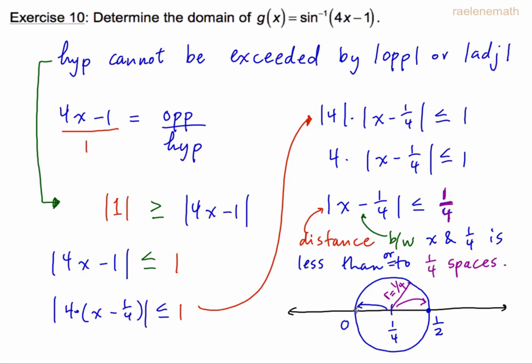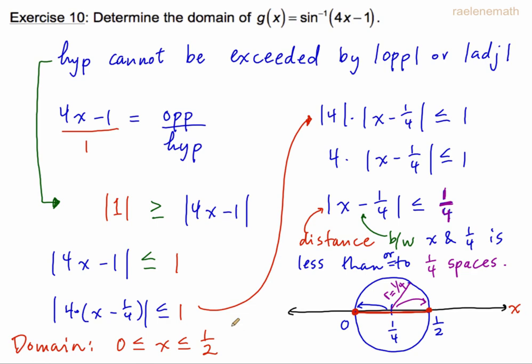And so x can either be exactly 1/4 spaces away or fewer than 1/4 spaces away, which means that x can be any of the numbers on the boundaries of the circle or between, because this is an x-axis. And so here we get that the domain is, well, let me use inequality notation: 0 is less than or equal to x, which is less than or equal to 1/2.